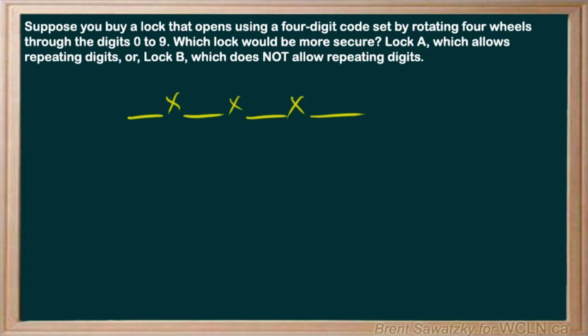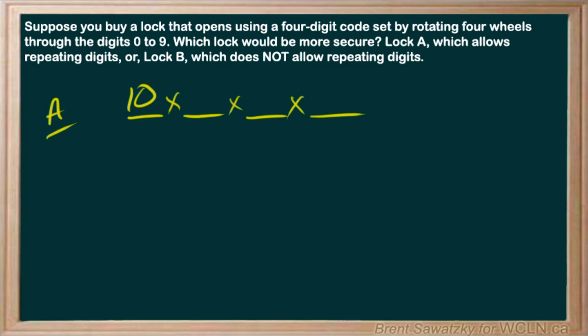So we're looking at lock A first of all here. Now, with lock A, we're able to repeat our digits, which is probably pretty typical for a lock like this. That is, when we look at the first number, we say we can choose 0, 1, 2, 3, 4, up to 9, and that is 10 different options. 1 to 9, and then the 0 in addition to that.